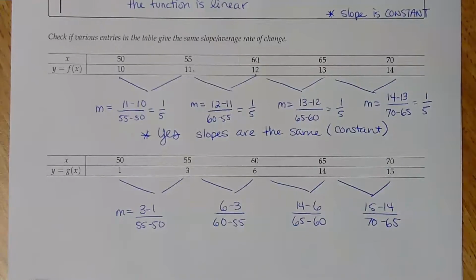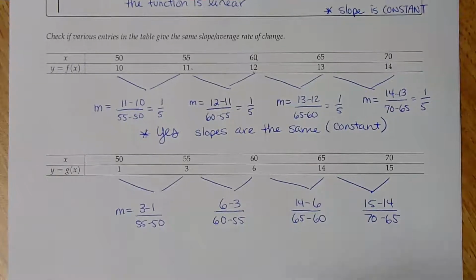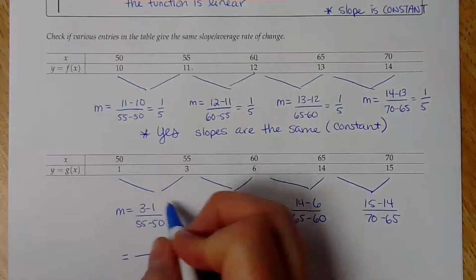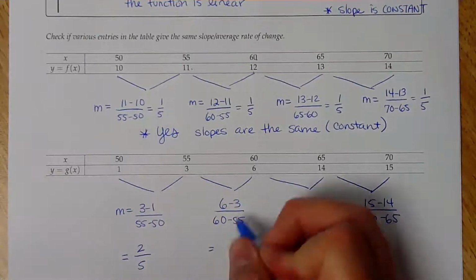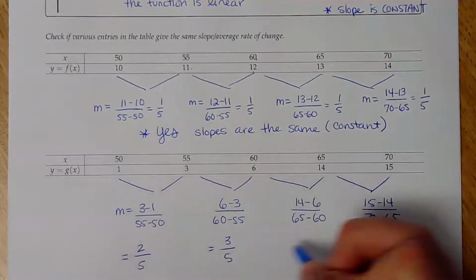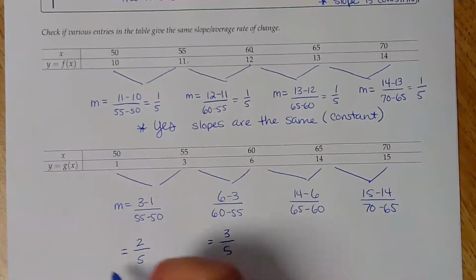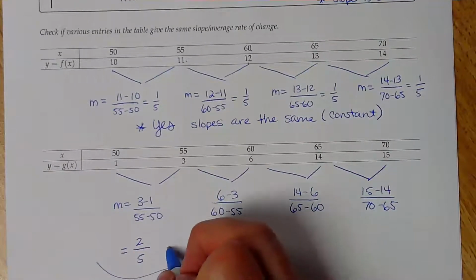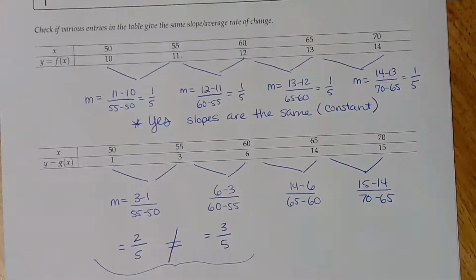Okay, I went ahead and wrote out what all of those would be, and then let's make our calculations here. So 3 minus 1 is 2, 55 minus 50 is 5. 6 minus 3 gives me 3 in the numerator and a 5 in the denominator. Uh-oh, those two aren't the same. So you could actually stop at this point because these two are not equal, which tells us right away that our slopes are not constant, they're changing, so therefore this isn't linear.